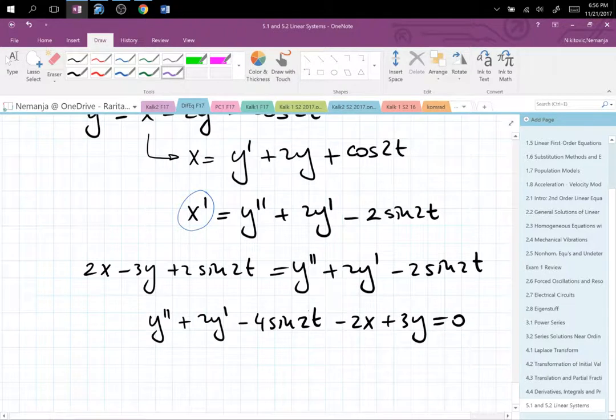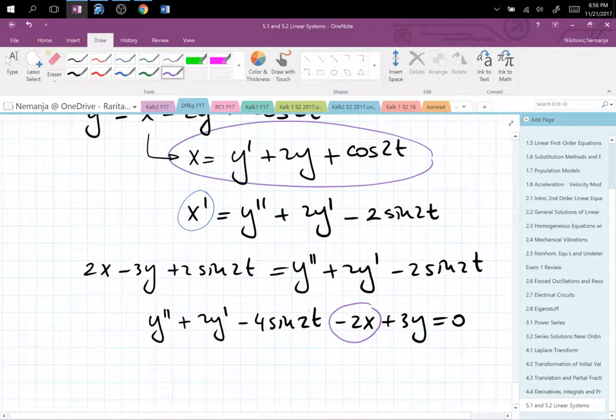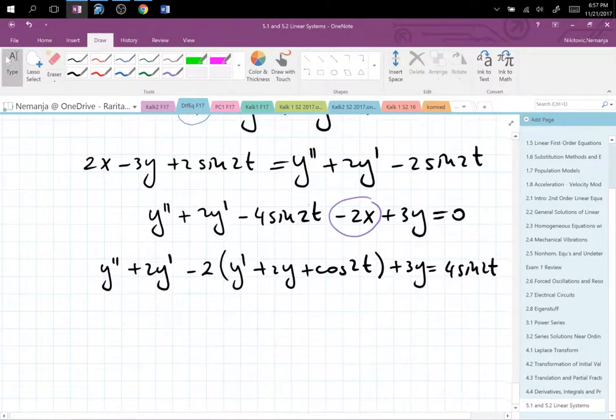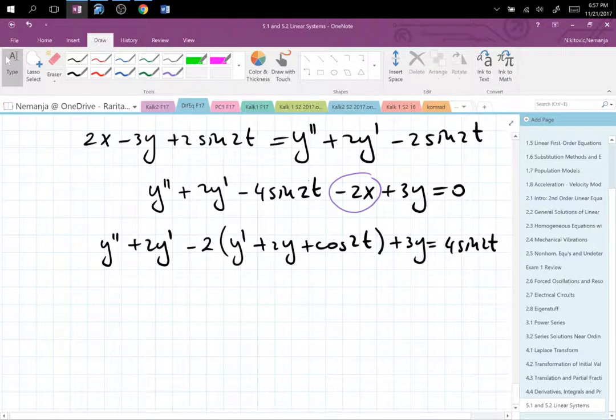So I will plug in this equation. Now we'll go with the purple, so we know what plugs where. So y double prime plus 2y prime, and this I'm going to ship to the other side. The minus 4 sine, yeah. So minus 2 times y prime plus 2y plus cosine 2t, and then plus 3y equals 4 sine 2t. And you only have to differentiate once. Wow, that makes it so much easier.